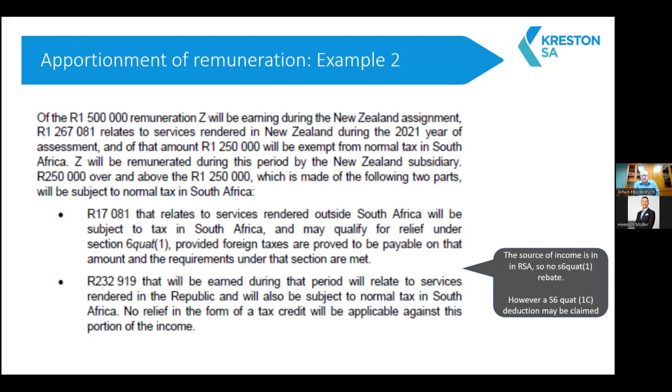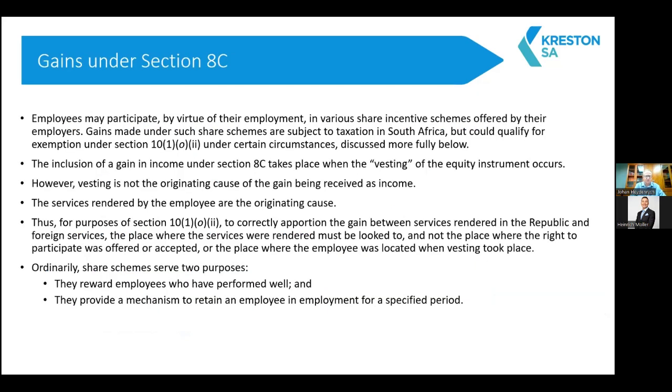You got 1.5 million rand from the New Zealand subsidiary, all right? But of that amount, 1.25 million rand is exempt. The balance of 250,000, a part of it relates to services outside, a part of it relates to services inside. Then the bit that is rendered outside, you get a 6 quat credit. The bit that's rendered inside, you get the 6 quat deduction. SARS actually says here that no relief in the form of a tax credit will be applicable against this portion of the income. They fail to say that you will get a deduction against it, which you would.